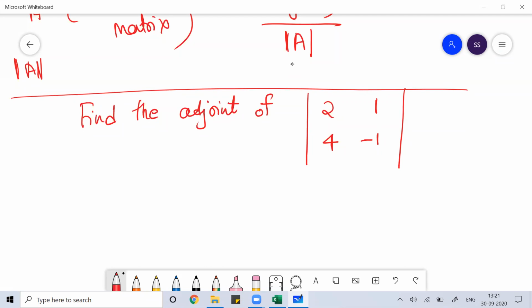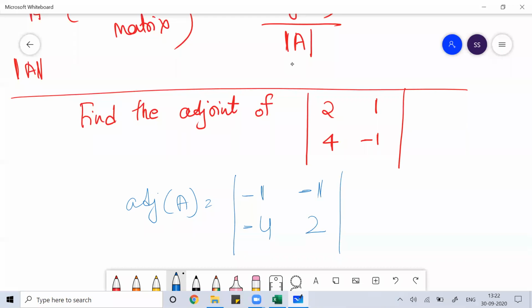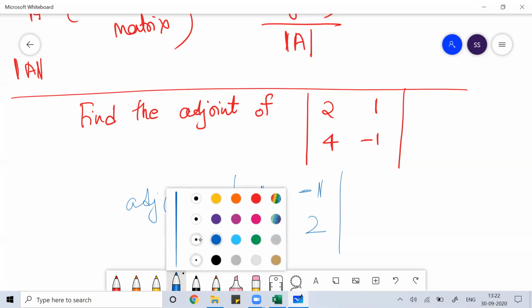So the adjoint of this matrix is -1, -1, -4 and 2. Here, anyone have any doubt? Anyone want to ask anything?